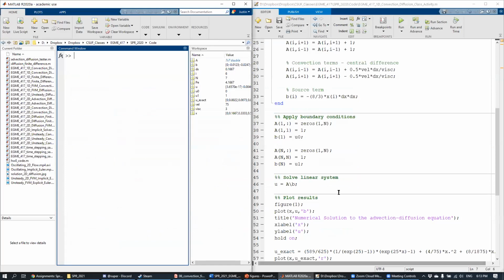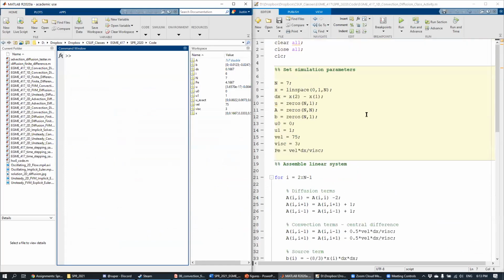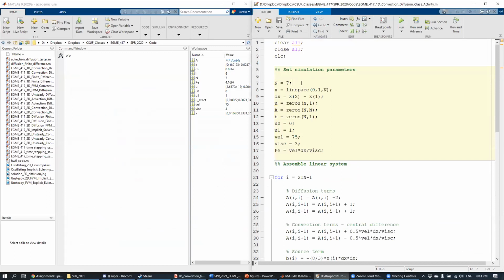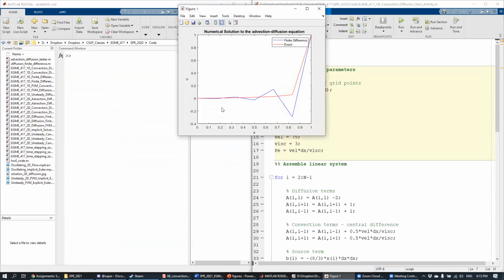Right. And so if you open up that script, you should see the following. You don't have to open it up right now. I just want to show you the result. In particular, I want to focus on this number right here, where n, remember, is our number of grid points. Right now I'm going to do a simulation with 7 grid points. And if we run it, you should see the following.